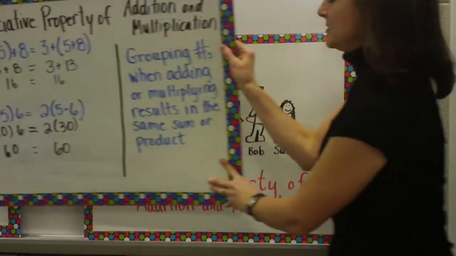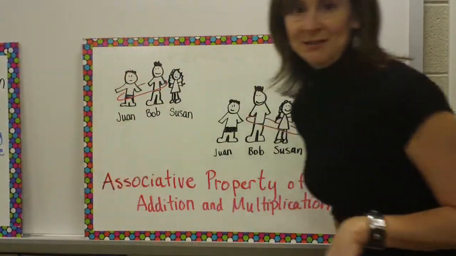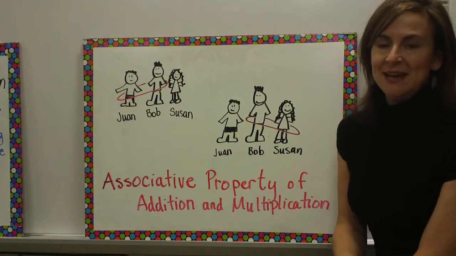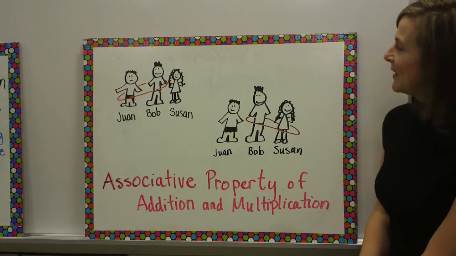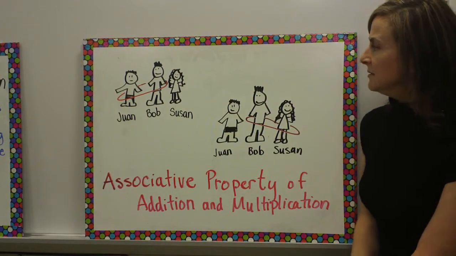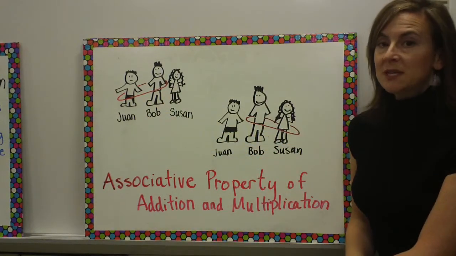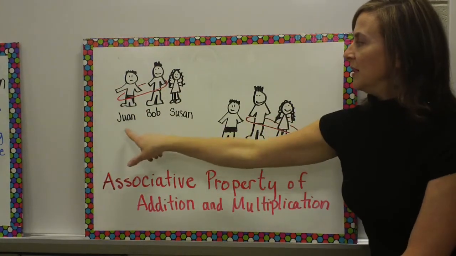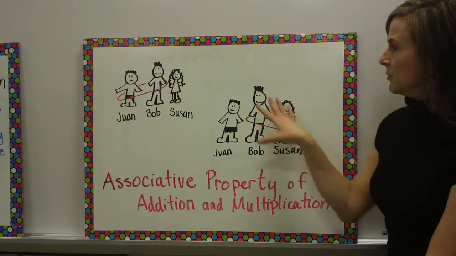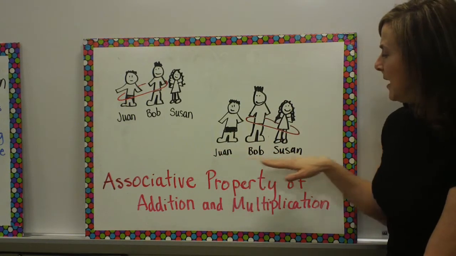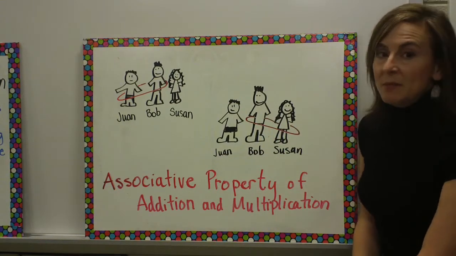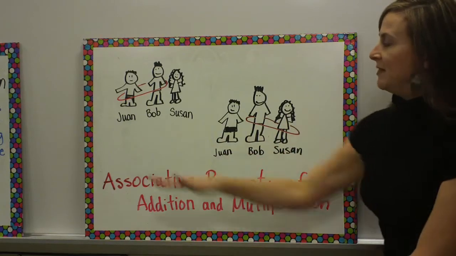To help you remember that, here's a little pictorial representation. By the way, I need to give a shout out to Mrs. Lesh. These were her picture ideas, and so I want to give her credit for that. In this example, we have a group of friends, Juan, Bob, and Susan. You'll see that Juan and Bob are grouped together, but it still remains a group of these three people. Over here, we're grouping Bob and Susan together, but notice we still have the same grouping, Juan, Bob, and Susan. This demonstrates the associative property, that it doesn't matter how you group them, you're going to get the same result.